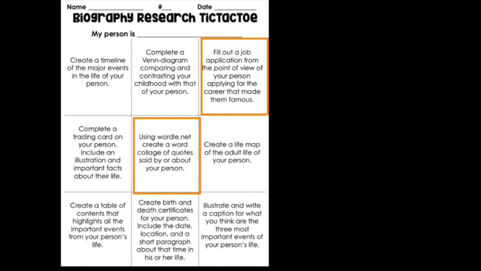Once I choose that particular one, if I want to make a tic-tac-toe, there's only one other place I can go. If I don't like that particular one, I may have to change my job application piece. But let's see what it is. So this one is creating a table of contents that highlights all the important events from your person's life. Well, I love table of contents and indexes and things like that can be numbered and ordered and organized, so I like that idea. Okay, so those are my 3, and I did make tic-tac-toe.